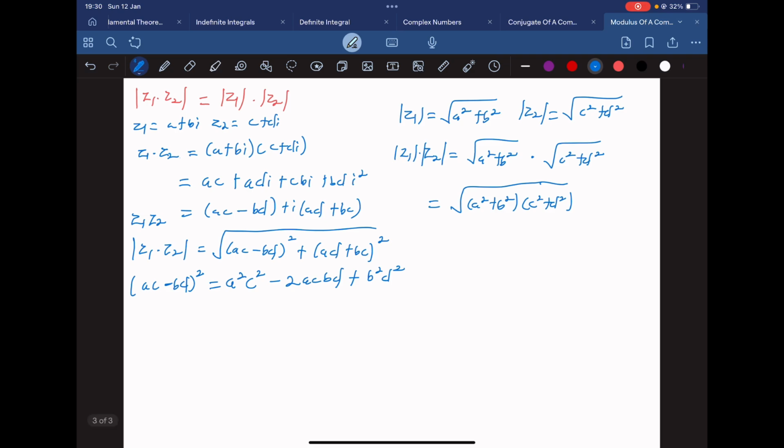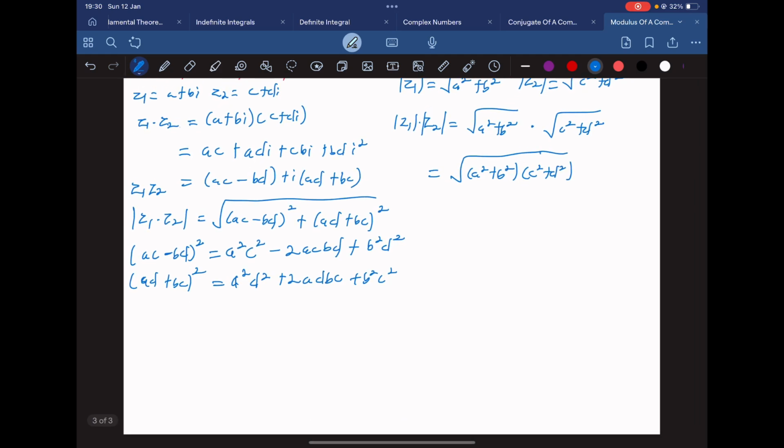So let's do the same thing for the second term. So we have AD plus BC squared. So the same thing, we have this squared. So we have A squared D squared, then plus this. So we have plus, the 2 comes down, we multiply A, D, B, C, then plus B squared, C squared.